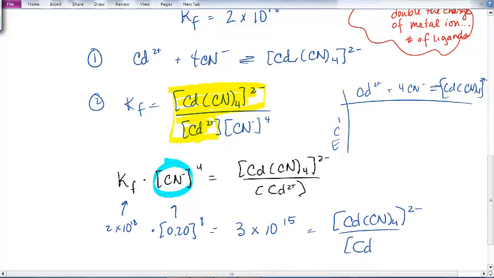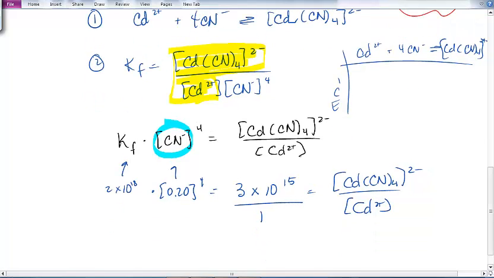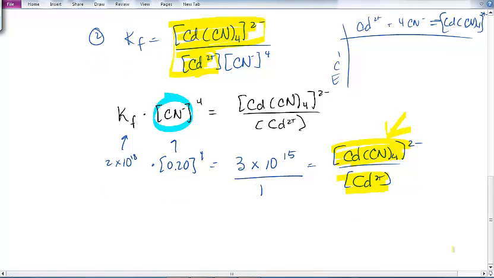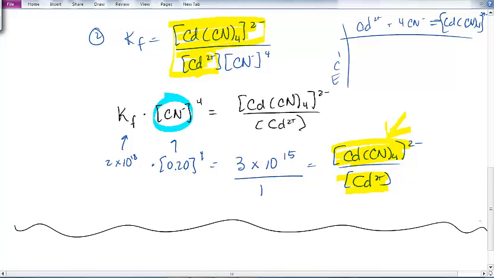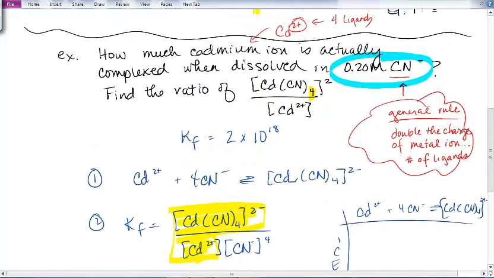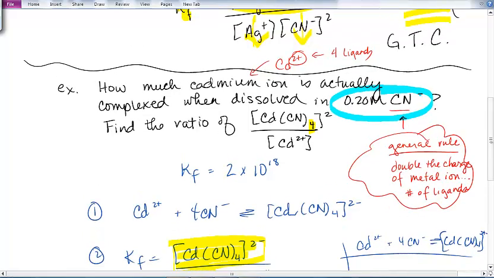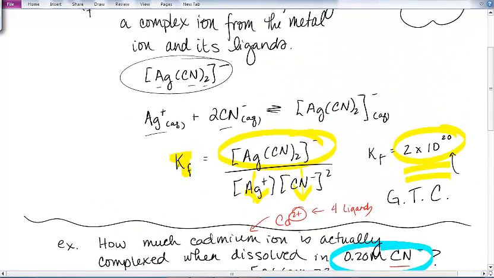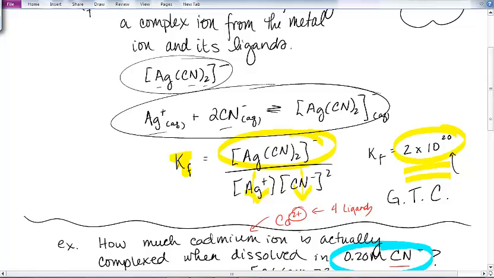So ratio-wise, that's like 3 × 10 to the 15th over 1. That means for every one of these, I'm going to have 3 × 10 to the 15th more concentration of the complex. So that's how far over to the right this is shifted. So not any different, just really the only thing being introduced here is the idea of the KF and how you write that formula.